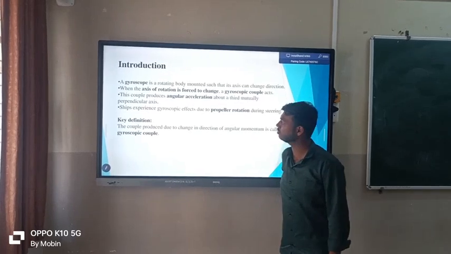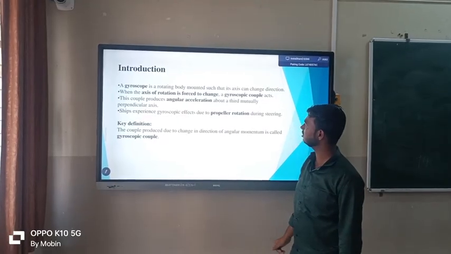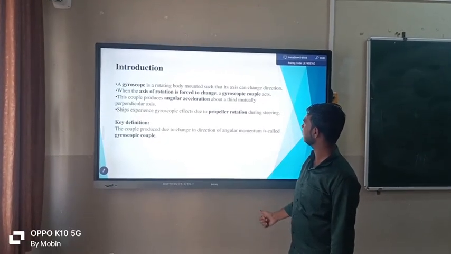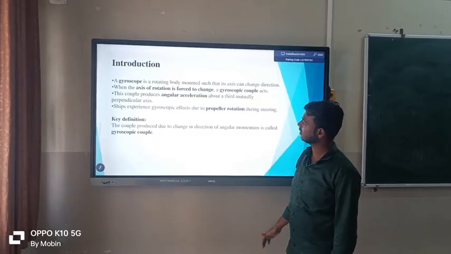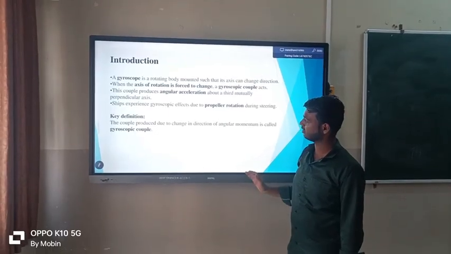Introduction to gyroscope. What is a gyroscope? A gyroscope is a rotating body mounted such that its axis can change direction. When the axis of rotation is forced to change, the gyroscopic couple acts.